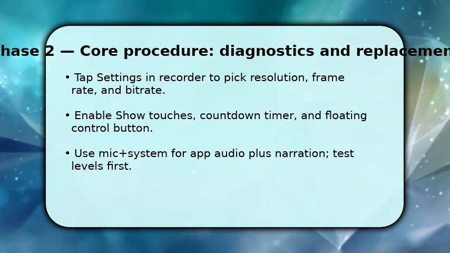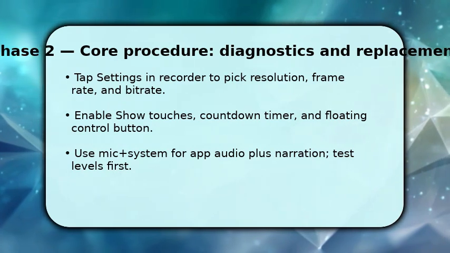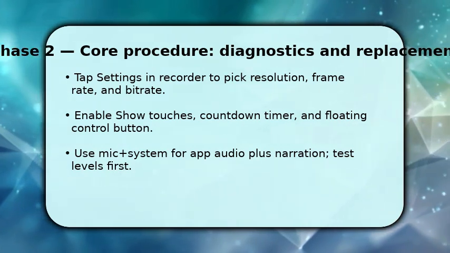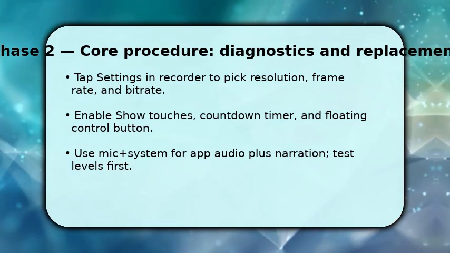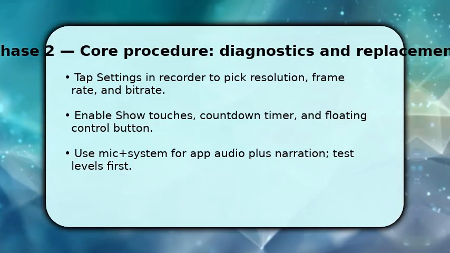Now configure quality and controls for the session. Tap the recorder's settings icon to choose resolution, frame rate, and bitrate. Higher values equal clearer video and bigger files.